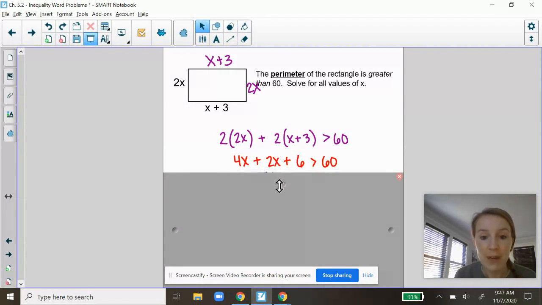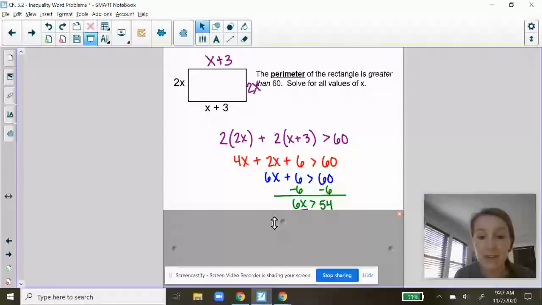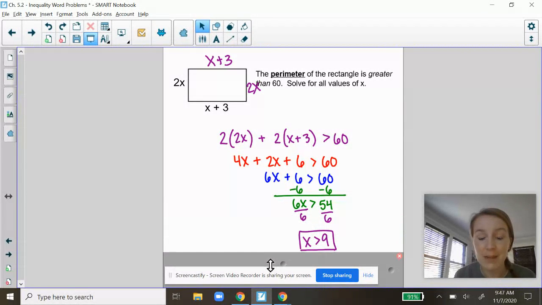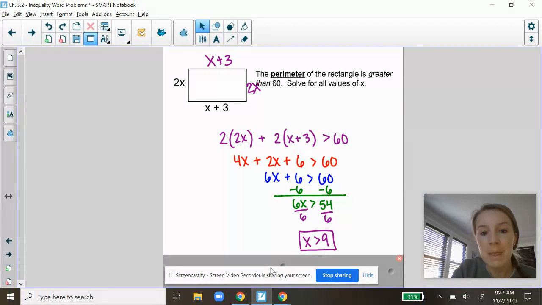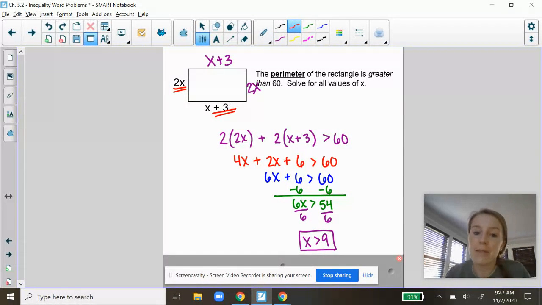So I would solve my inequality, distributive property, combine my like terms, get my constants together, and then isolate x by dividing by 6. So here, x has to be greater than 9. The difference between this one and the last one is that I'm looking for anything that's bigger than 60. So I know that any number that's bigger than 9 will always make this side be greater than 0 and this side greater than 0. So I don't actually have to worry about this second restriction on this one like I did on the last one.